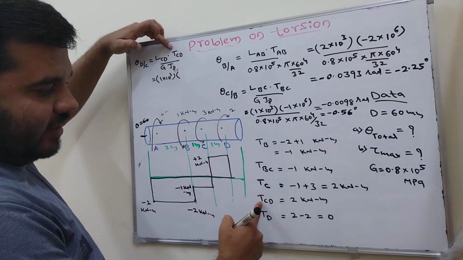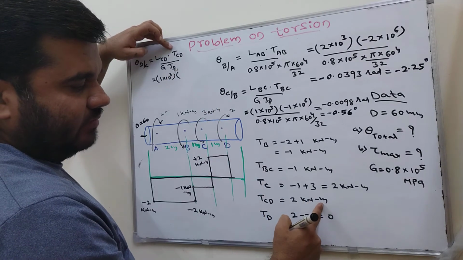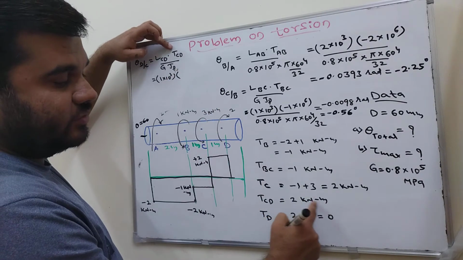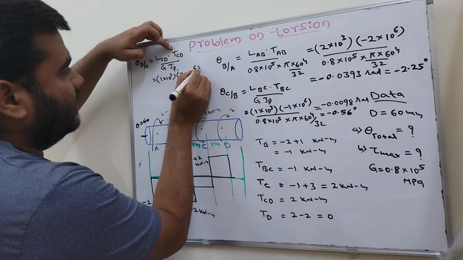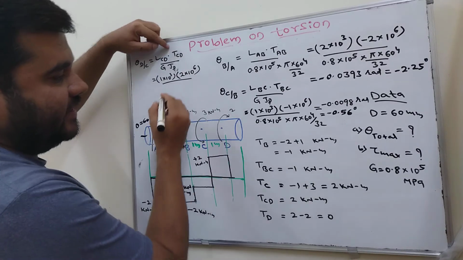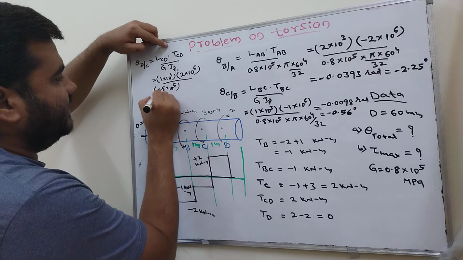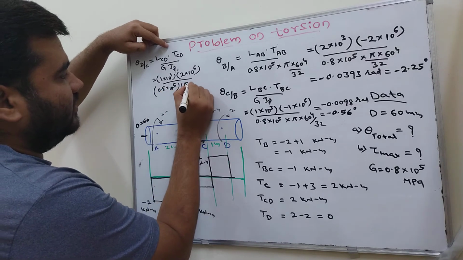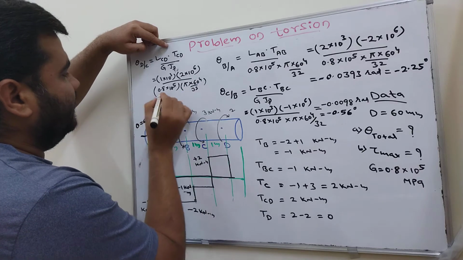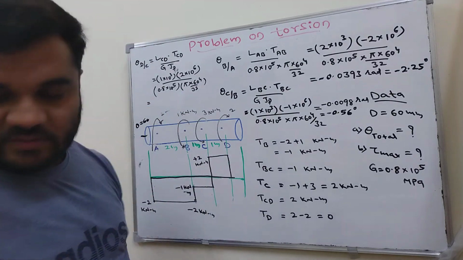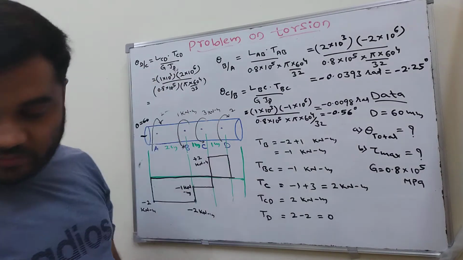Torque at CD we have calculated already, 2 kilonewton meter. Convert this into Newton mm: 10 raised to 3 into 10 raised to 3, that is 2 into 10 raised to 6, divided by the denominator, which is 0.8 into 10 raised to 5. This is the modulus of rigidity, and pi d square by 4, d raised to 4, pi into 60 raised to 4 divided by 32. Okay, so simplify and calculate the angle of twist at D with respect to C.